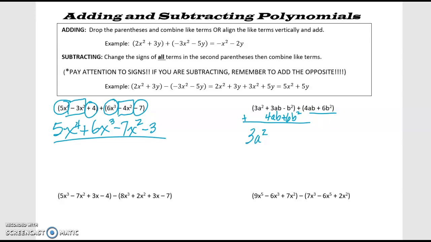I have a positive 3ab and a positive 4ab, so that gives me 7ab. And then negative b squared plus 6b squared is 5b squared. Okay, what you might be noticing here is we have two different variables. So when you have more than one variable, you go in alphabetical order, and you start with the largest power of the first, and you go in descending order. And then you go in ascending order of the second variable, just like you see here. We can discuss that tomorrow if need be.